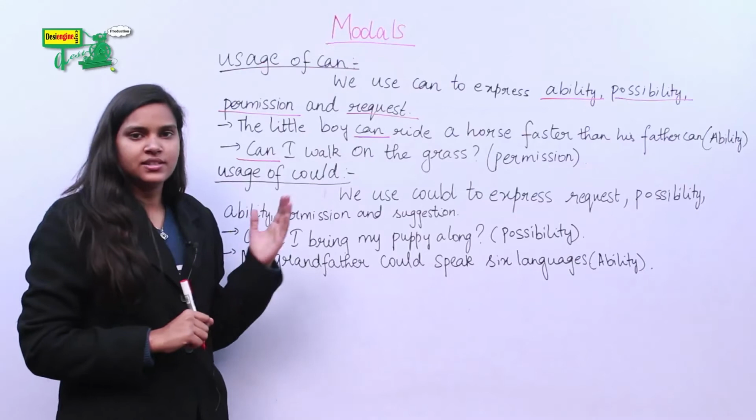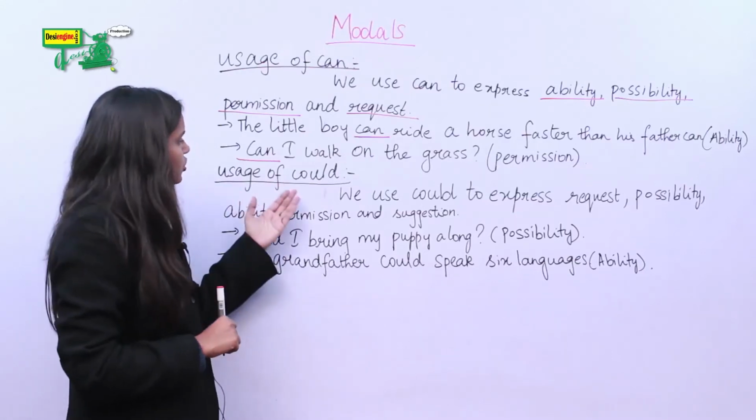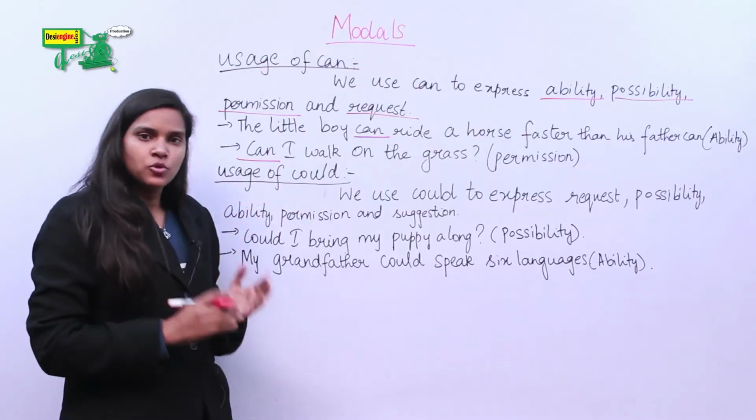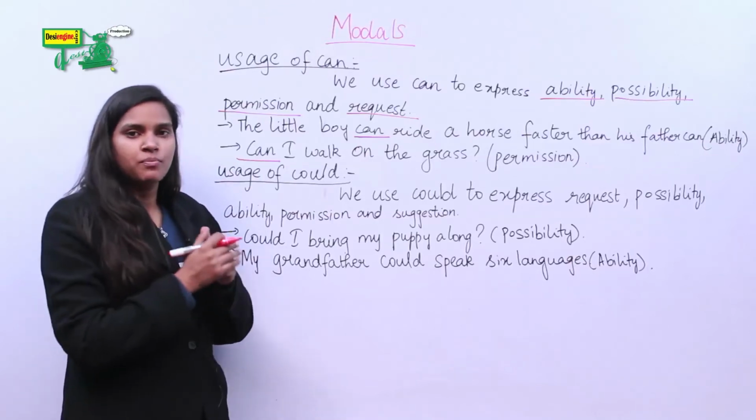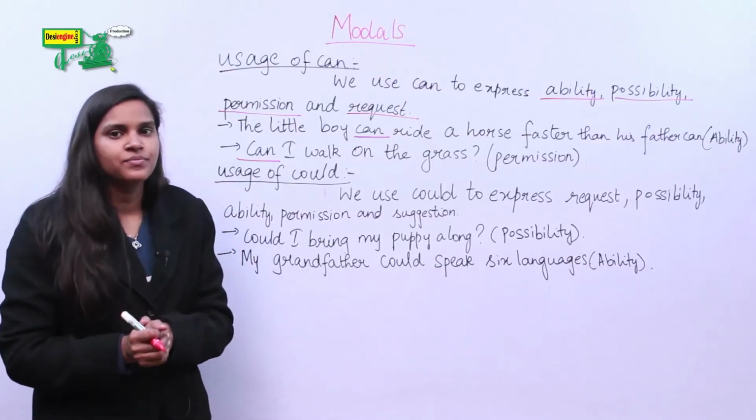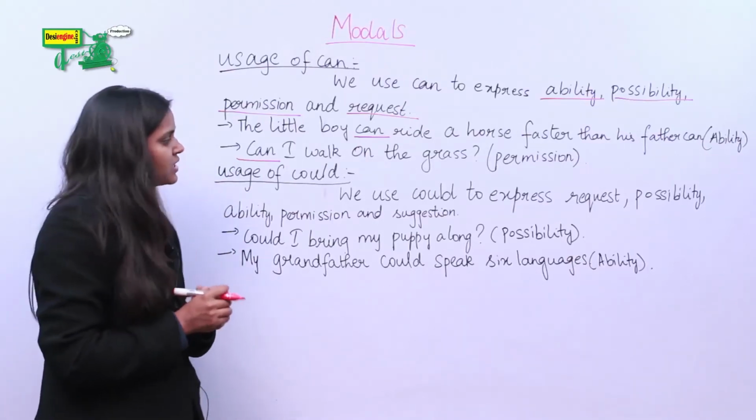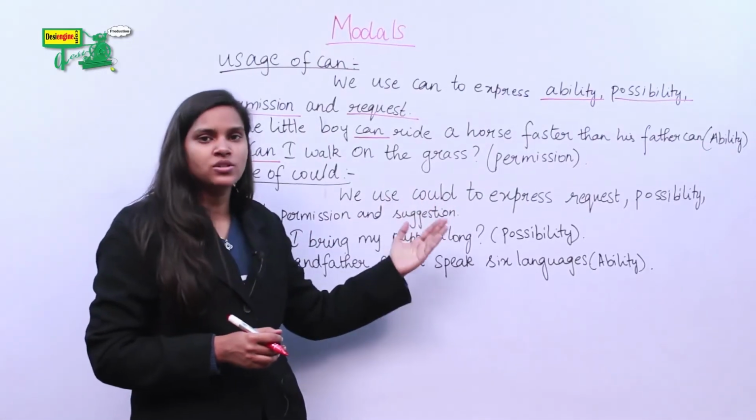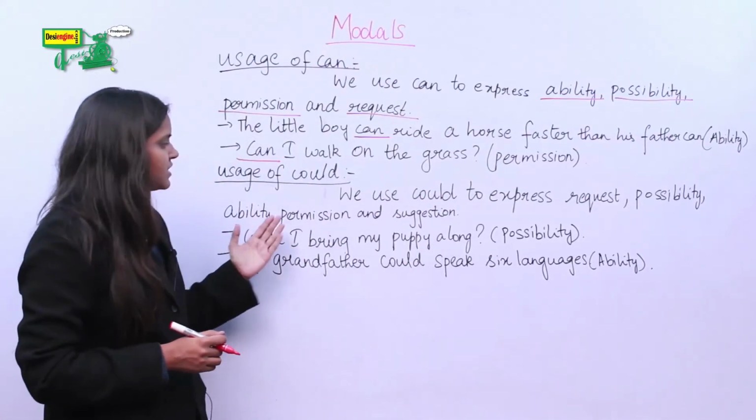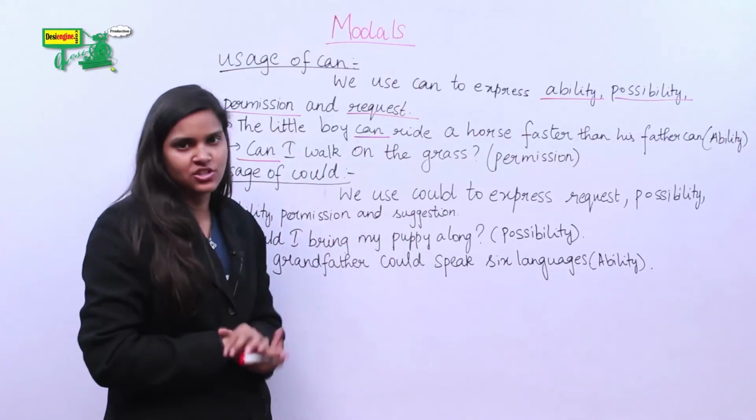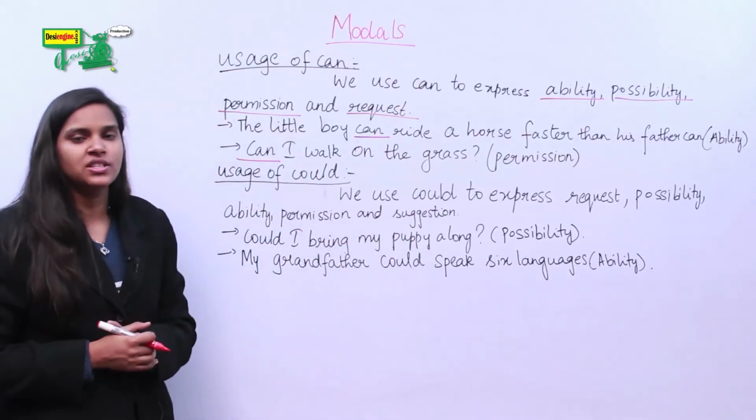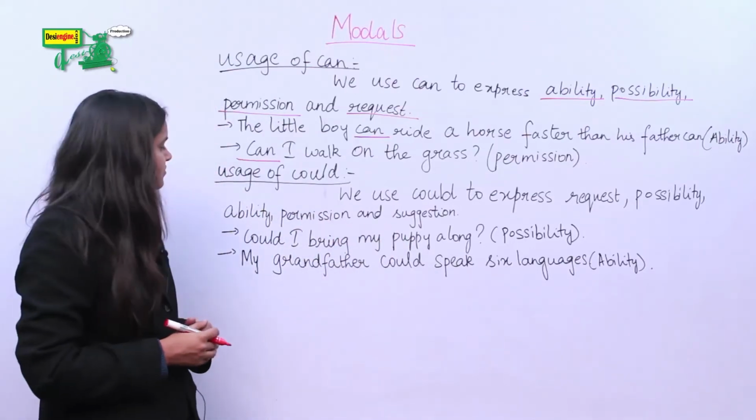Next, let's come to the usage of could. Could is basically the past tense of can. And this is used to express request, possibility, ability, permission, and suggestion. Let's take a few examples to understand this.